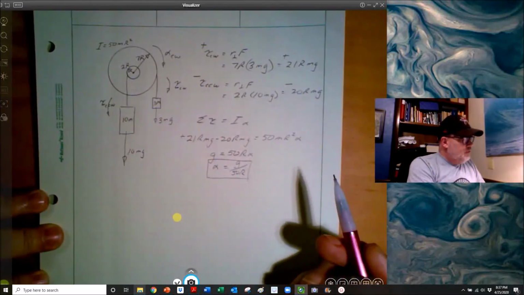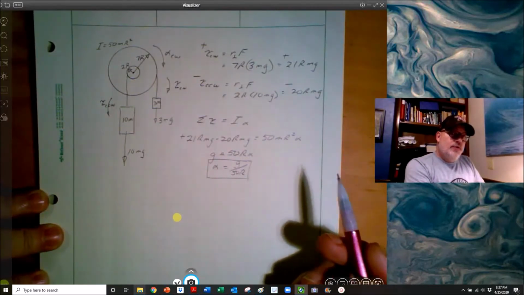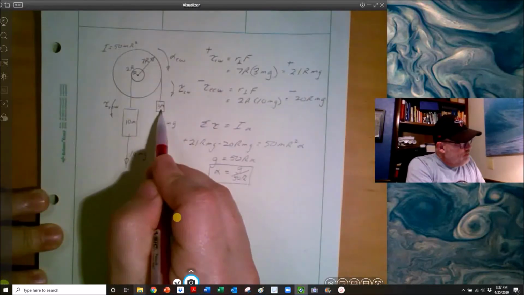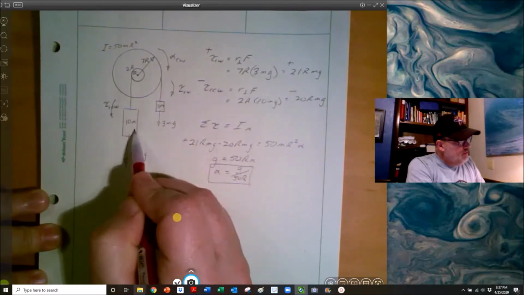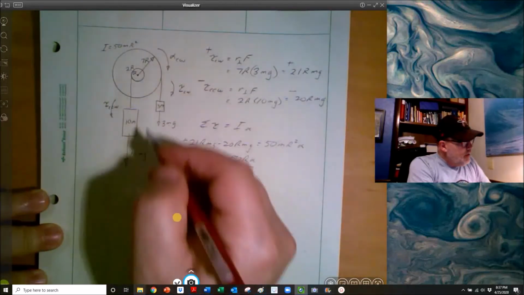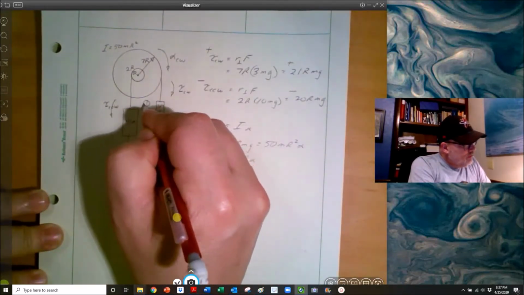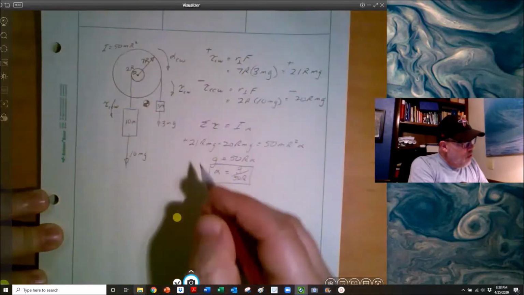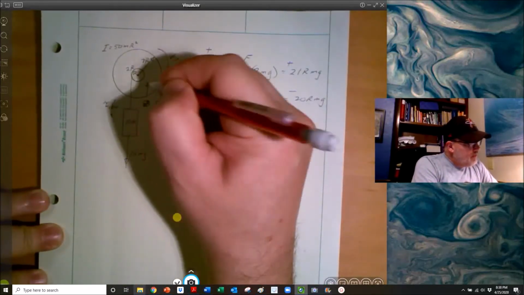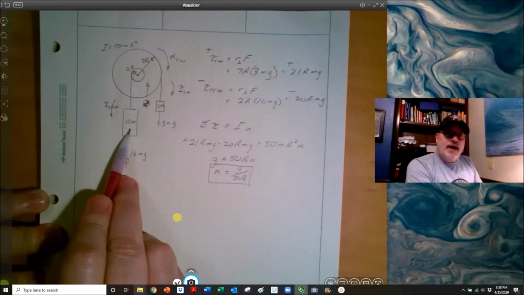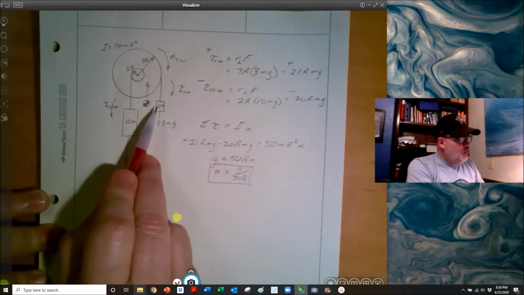The next question is what's the net force on the system? This mass is going to be descending. This mass is going to be ascending. So that means the center of mass of our system as a whole is going to be rising because we have more mass that's rising than mass that's descending.